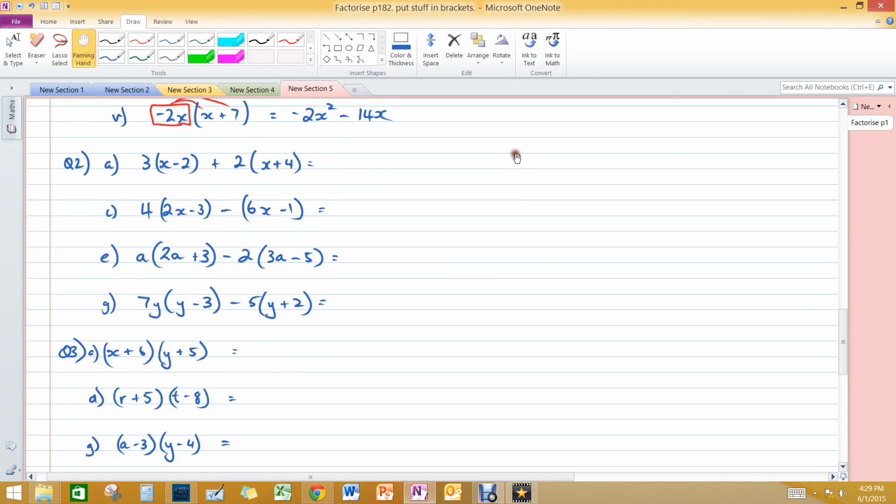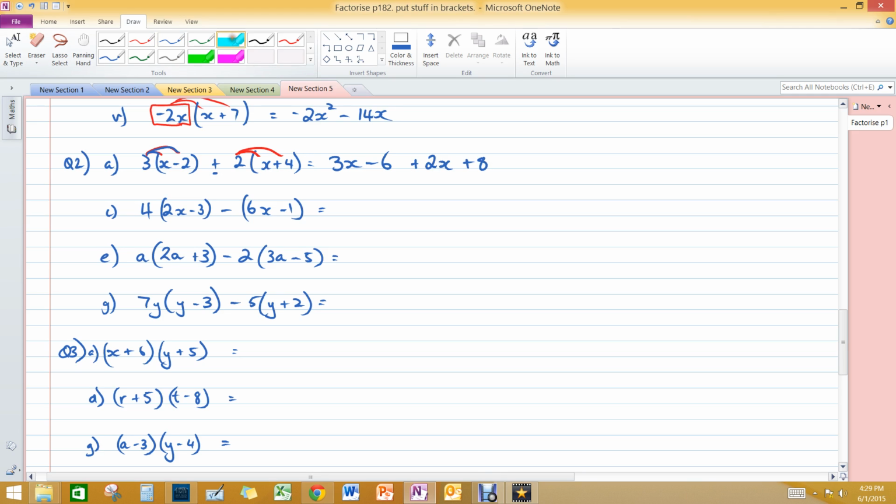Alright, on to question 2. So this is exactly the same, except we've got now 2 parts to it. So we need to apply the distributive law, like this, to both sides of our problem here. So 3 times x is going to be 3x. 3 times negative 2 is going to be minus 6. That plus sign we just bring across. 2 times x is going to be 2x, and 2 times 4 is going to be positive 8.